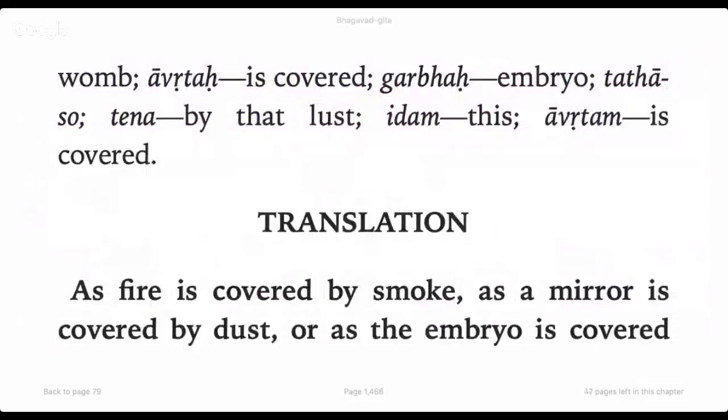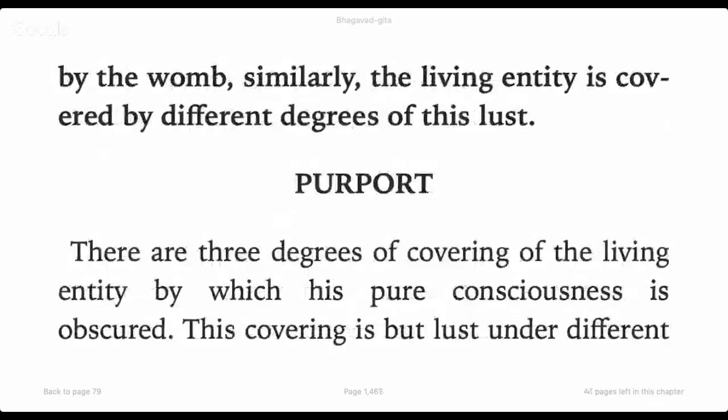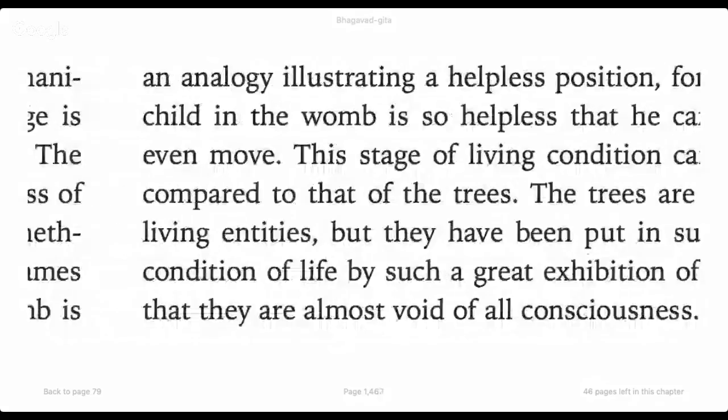The next, as fire is covered by smoke, how does this lust cover you? In different degrees. A mirror is covered by dust. Okay, I will finish it. Everybody comes prepared and they take a little more time. So now, catch for time. Fire is covered by smoke. This is the minimum covering of human life. A mirror is covered by dust. That is, you cannot see your face clearly. That's animal life. An embryo is covered by the womb. Still total darkness. That's plant life.